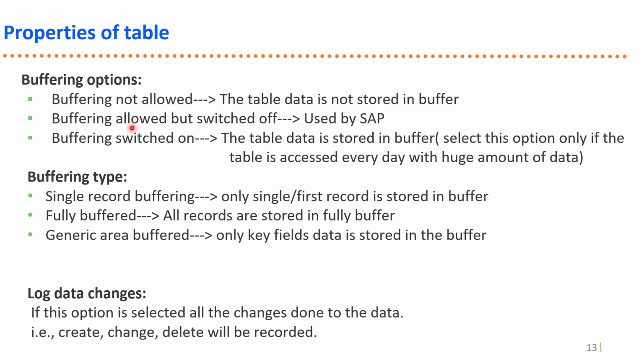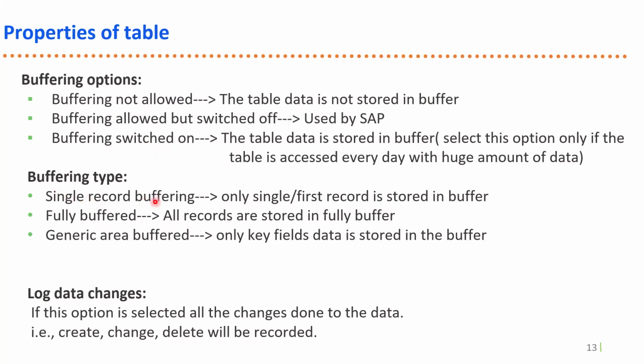Second option, buffering allowed but switched off. This option is used by SAP. Only SAP will use this option. We don't have access to use this option. Third one is if you want to use the buffer option for your table, then we can use the third option. And we have different types of buffers. Like three options are there. If you want to use the last option, you can use it. If you don't want to use it, you can use the first option. Only these two will be available for us as a custom table.